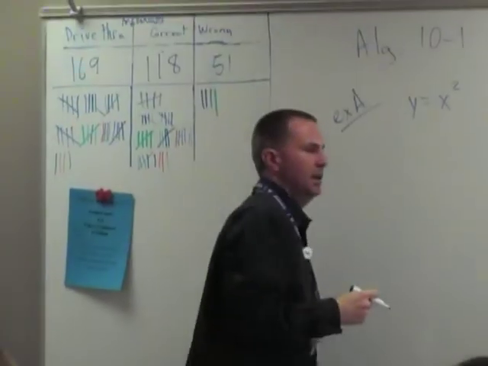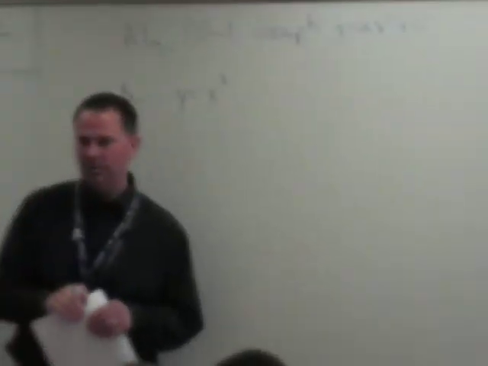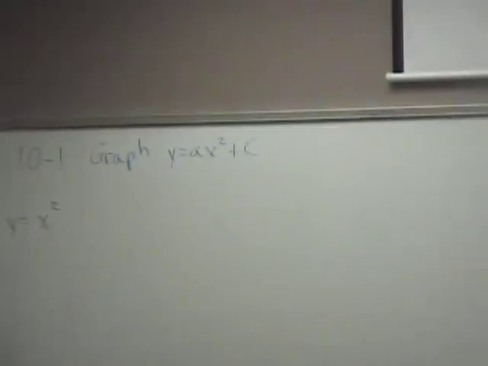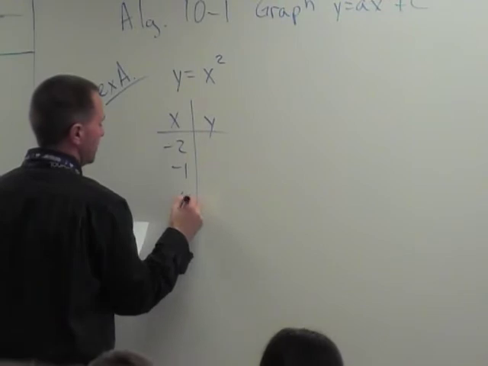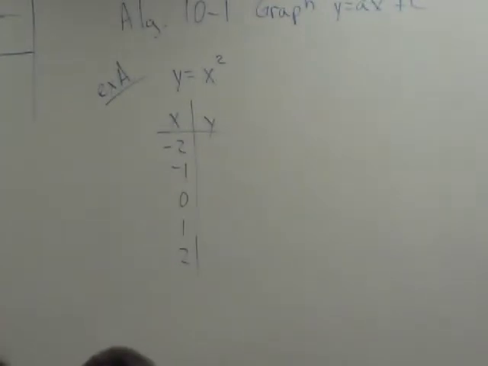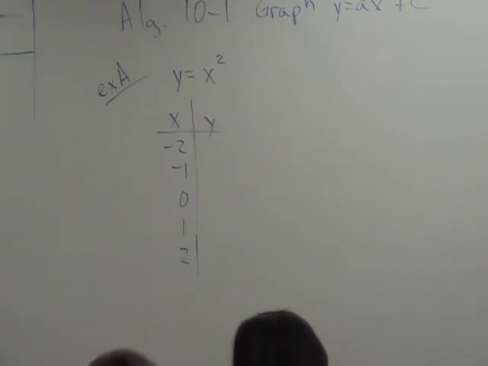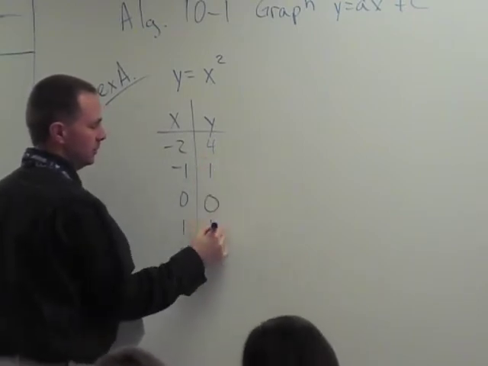y equals x squared. a is 1, it's positive. c is 0. b is 0. Okay, so now let's all graph it. Here are the numbers I want you to use to start out: -2, -1, 0, 1, and 2. Everybody do those right now. All right, you should have gotten 4, 1, 0, 1, 4.